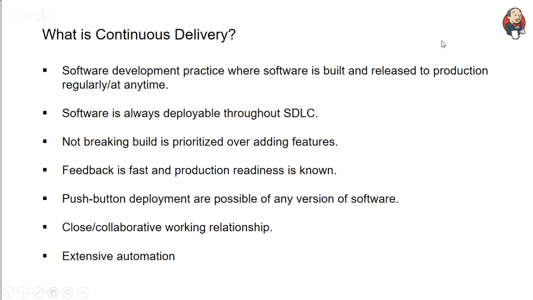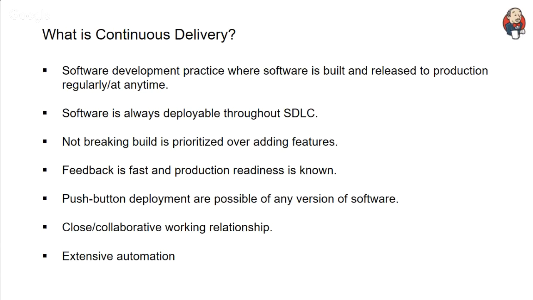And next, we'll discuss continuous delivery. So what is continuous delivery about? Continuous delivery is a software development lifecycle where you build and release to production regularly, at any time. This is what continuous delivery is. Most of the enterprises are doing this today, using a source control repository, Jenkins, everything. So this is how it works.